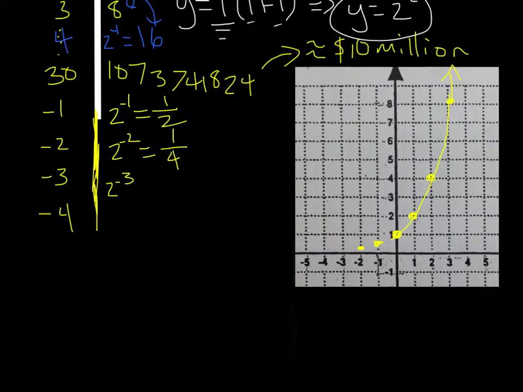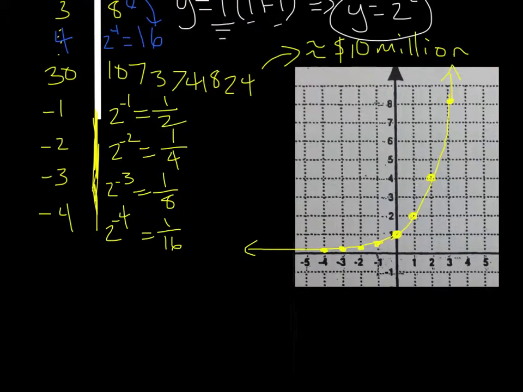2 to the -3, that's 1 over 8. So I'm a little closer here to the x-axis, and this is about as far as I think I'm going to be able to plot. 2 to the -4 is 1 over 16, so I'm pretty much right on the axis. And what I notice is that it seems like I'm hitting some sort of a barrier here, like I'm not ever going to be able to cross down into the negative numbers, almost like the graph is going to do something like this.